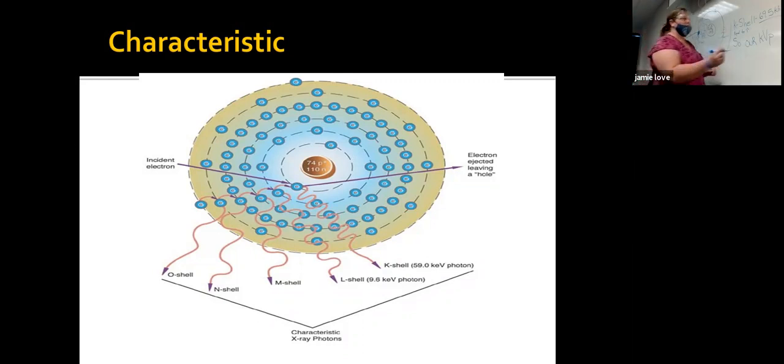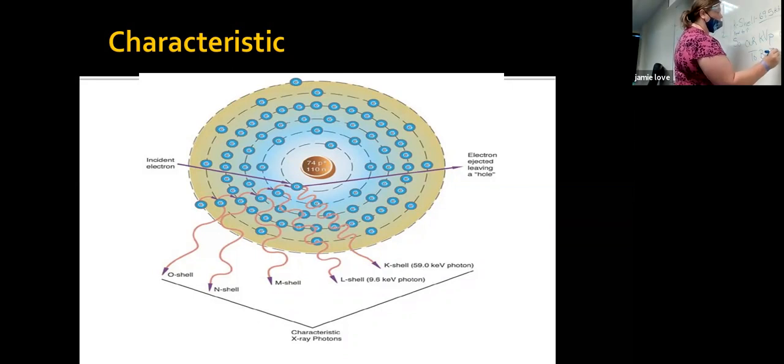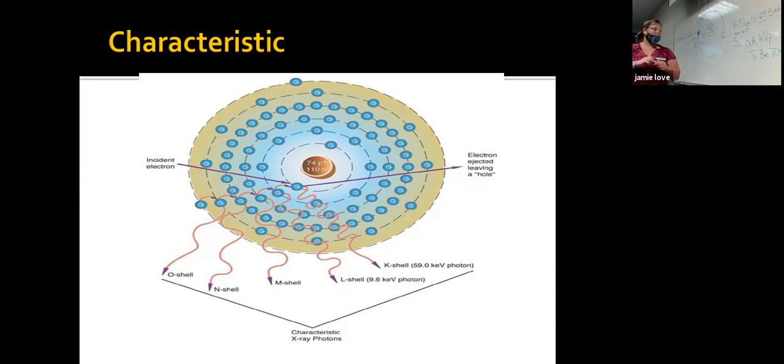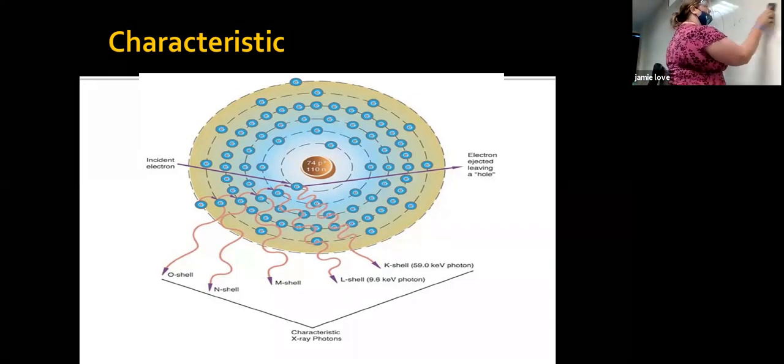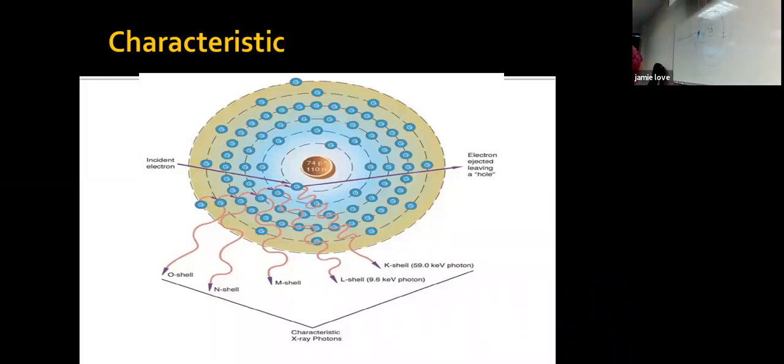So our kVp needs to be how much about? Yep, 70 or higher. Smart, Michael. I like the way you think. All right, so let's get rid of characteristic and move on to the other one, Brems. So it can't be 69.5, it can be 69.5 and above. Yeah, but we set 70 on our control panel. Truly, yes, but we don't have that setting. So 70.